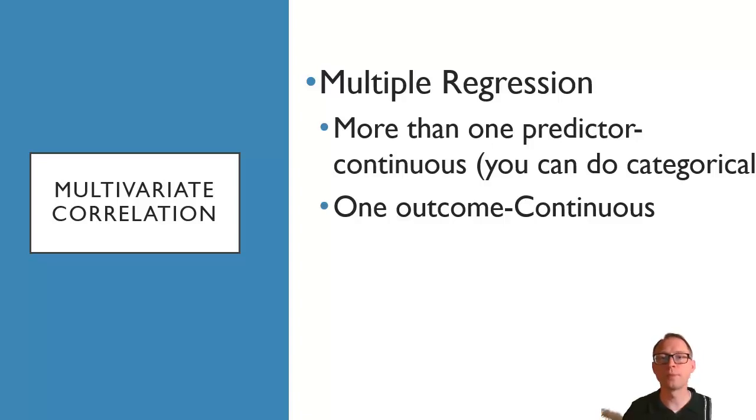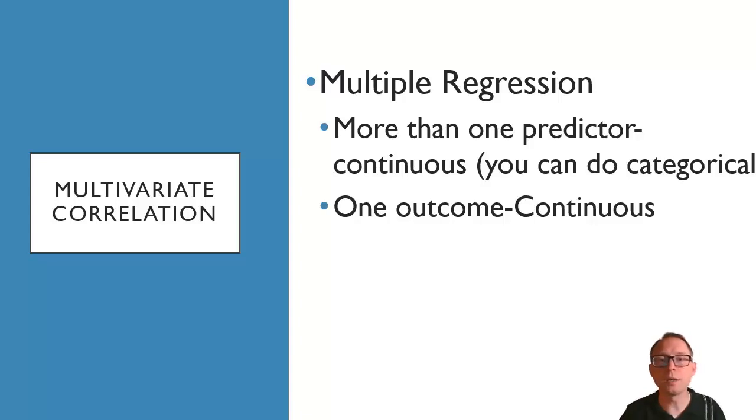Multiple regression is when you have more than one predictor variable, and one outcome variable. So let me say this again. In multiple regression, you have more than one predictor variable. Now, in this class, all of the variables that we're going to talk about in multiple regression are going to be continuous. Okay? In reality, you can use categorical variables, but for us, we're only going to use continuous to keep it simple. The outcome variable has to be continuous.